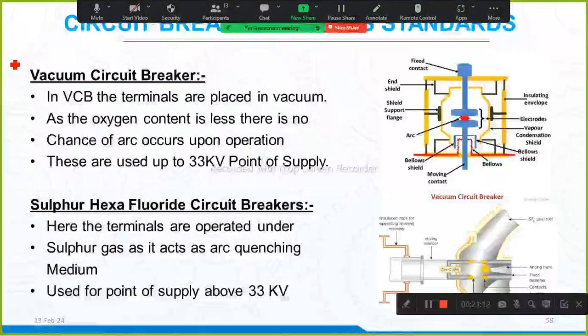More than 33 kV in the HT side, we go with SF6, sulfur hexafluoride circuit breaker, because here the on and off terminals are placed in a sulfur gas chamber, so that whenever the on and off operation takes place, the gas will be released and it will quench the arc. Okay, and it is used for designing points of supply above 33 kV, like 66 and 132 kV, we go with SF6. Am I clear?